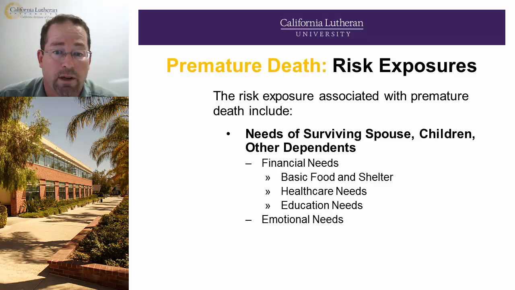Additional risks associated with premature death include the needs of the surviving spouse, children, and other dependents, financial needs such as basic food and shelter, healthcare needs, and educational needs. Additionally, the emotional needs of the family to heal after the death of the family member may be difficult to quantify at times, but they're also very real.